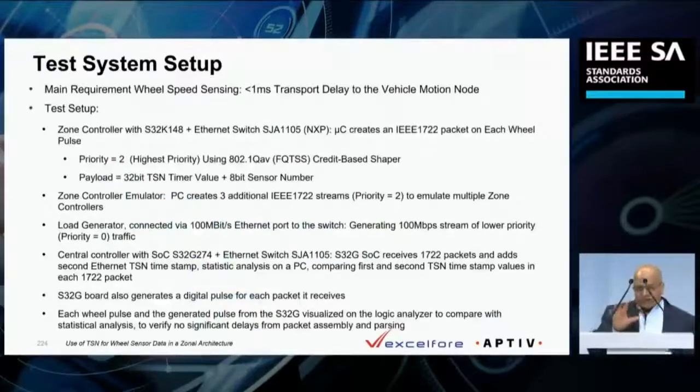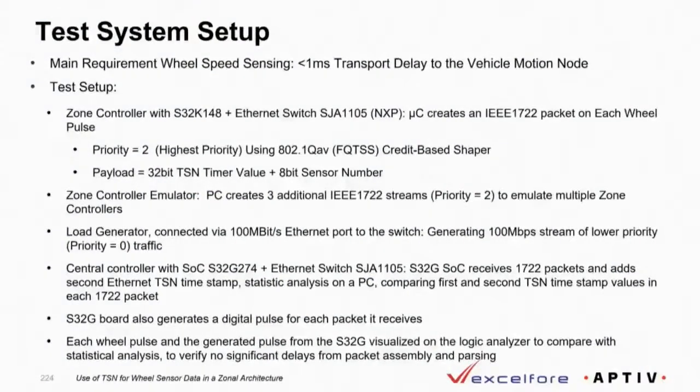To summarize what our test system is, the main requirement is we have to conform to this 1 millisecond time frame end to end. The zone controller S32K connected to the 1105 creates the 1722 packets. Now, to set up the experiment, you have to have what I call no prioritization, where all signals get the same priority, which is having no shaper. Then what happens when you give them priority, and what happens when you give them priority and you inject. Those are our test experiment points.